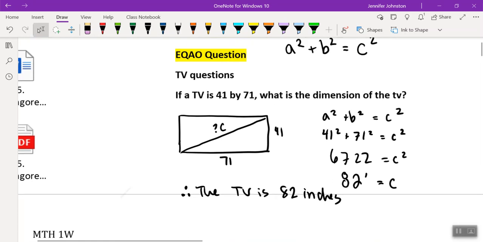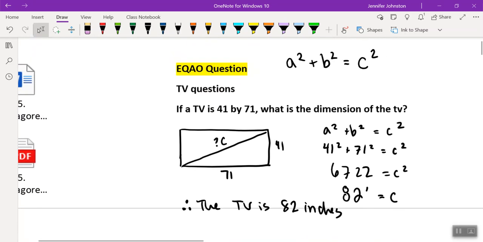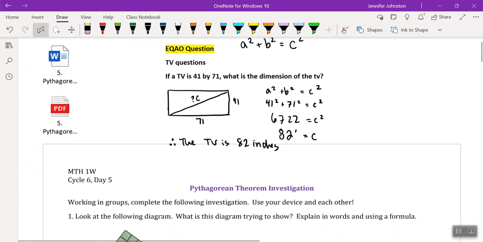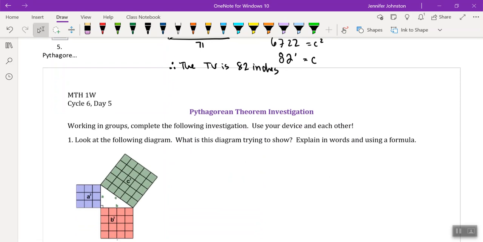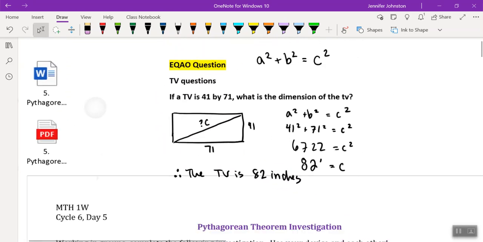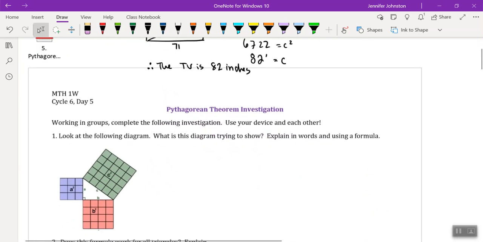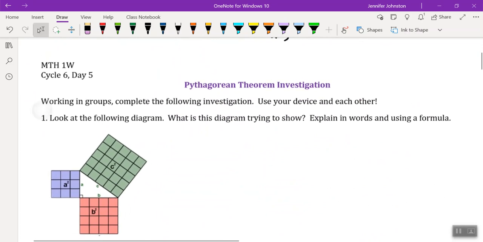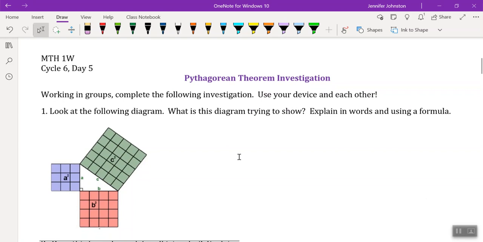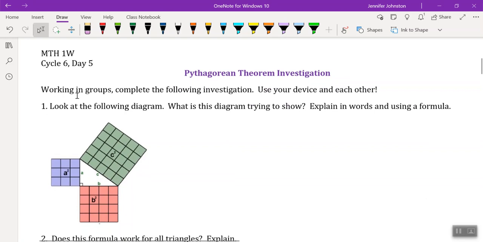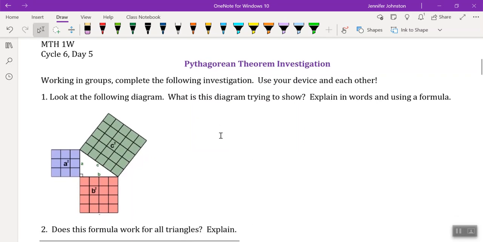Perfect. Okay, so that's pretty much what we're doing today, the Pythagorean theorem. So if you need to pause it, go ahead and pause it. We're going to move on to this. Make sure everybody has cycle 6, day 5 out in front of you. Working with the person beside you, complete the following investigation. Use your device and each other.